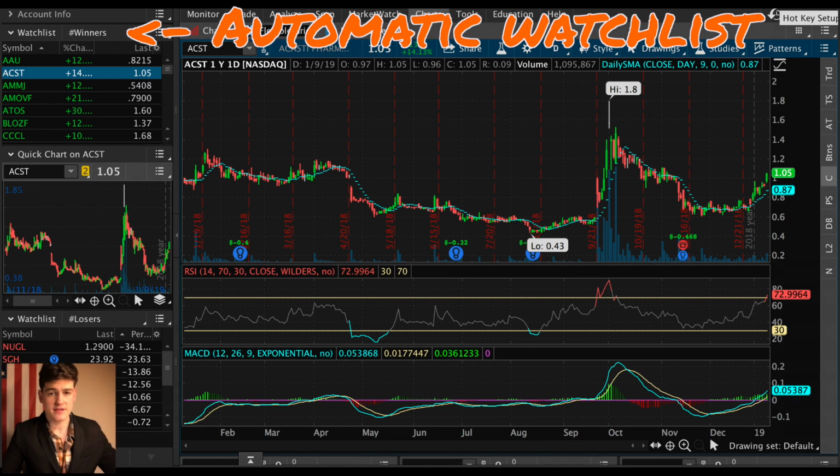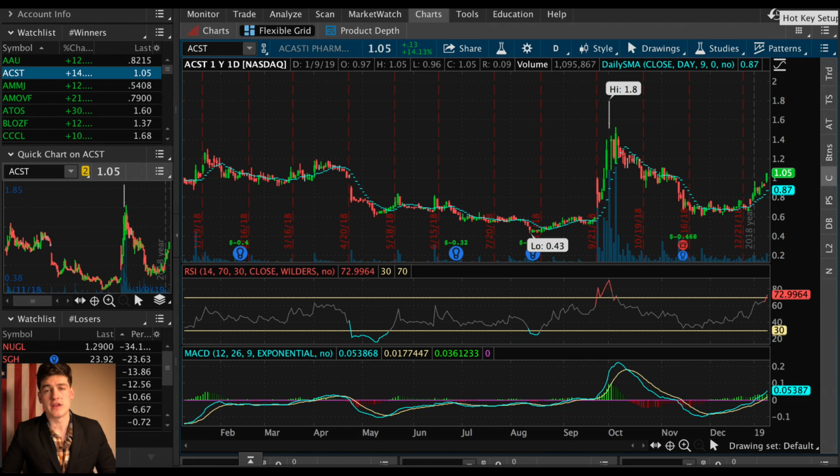It basically tracks stocks that are being overbought and oversold. So getting back to the topic at hand, if you look at ACST, we see a huge gap up, but take a look at what happened before each gap up.